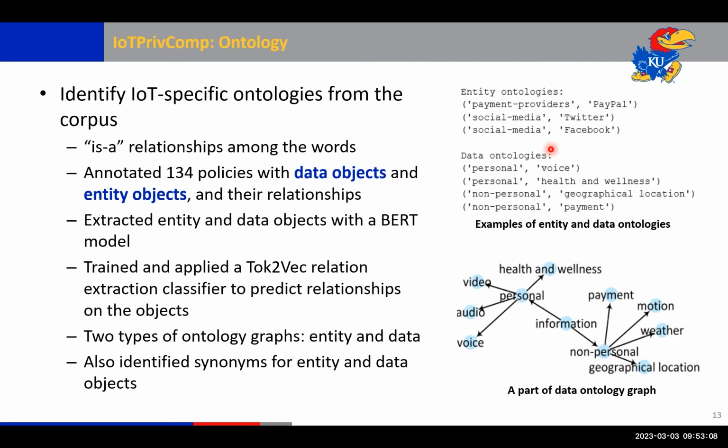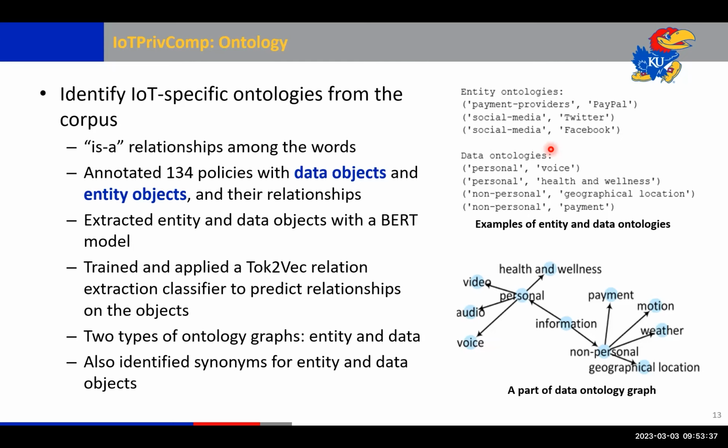So we hand annotated and we trained a relationship classifier on that hand annotated data. We also fine-tuned a word model that extracted the entities and objects from the privacy policy, and then we applied our classifier on it, and that gave us the relationships from a big corpus of privacy policies, the relationships between all the entities and all the objects.